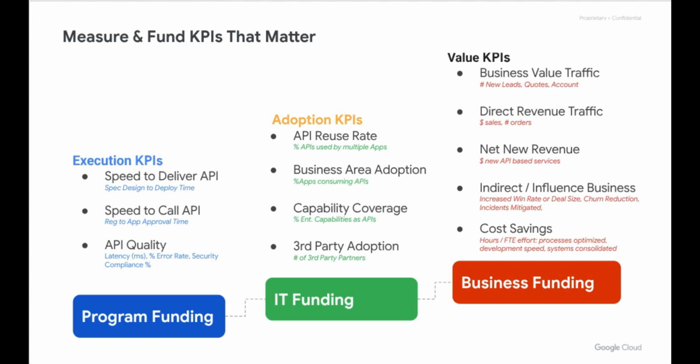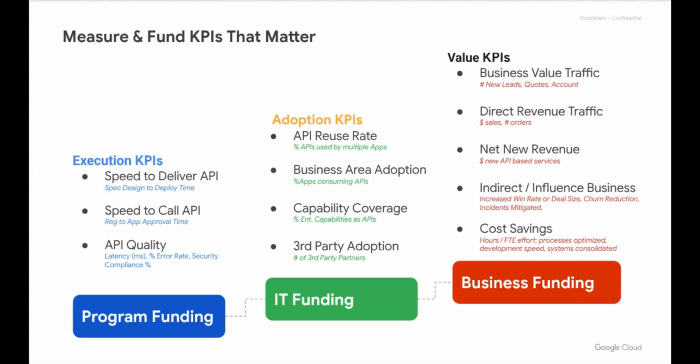Next, in the middle tier, we can look at the IT funding, where we're mainly focused in terms of the adoption KPIs. So what's our reuse rate? What percentage of our APIs are used for multiple use cases? This is a really critical metric to understand in terms of your overall health of your API strategy. What's our business area adoption? So what percentage of our apps are actually built on top of APIs? What's our capability coverage? So what percentage of our capabilities are exposed via APIs? And then finally, third-party adoption. So how many third-party partners do we have engaging into our API ecosystem?